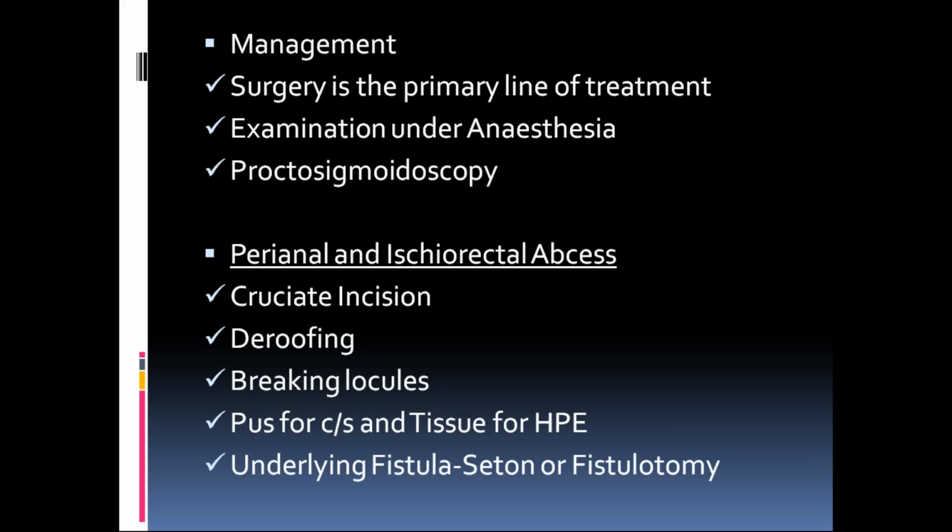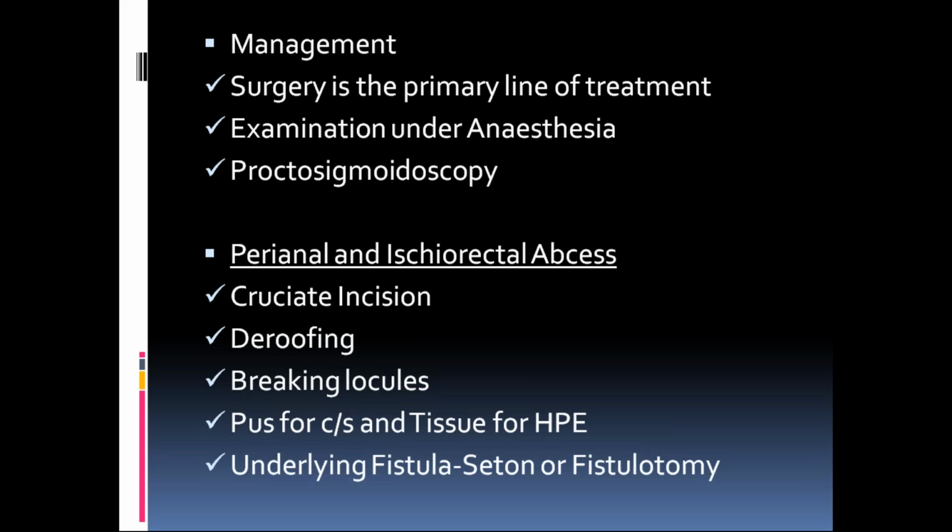Next, the pus you have sent for culture and sensitivity, and tissue for histopathological examination. After that, you will give a thorough wash with hydrogen peroxide and saline. Then you take gauze pieces, soak them in betadine, squeeze them, place them into the wound cavity and do a dressing. Apply a T bandage, a well padded dressing.